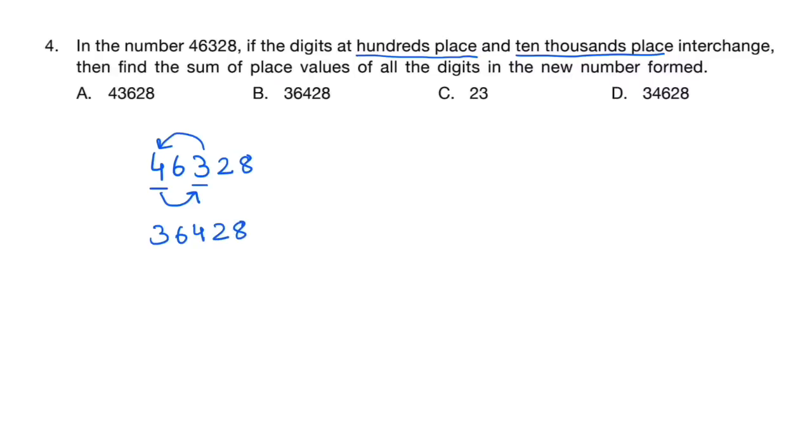And the question is asking, find the sum of place values of all the digits in the new number formed. So the new number formed is 36,428. Question is asking the sum of place values of all the digits. So sum of place value of 36,428 is 36,428. Correct answer is option B.